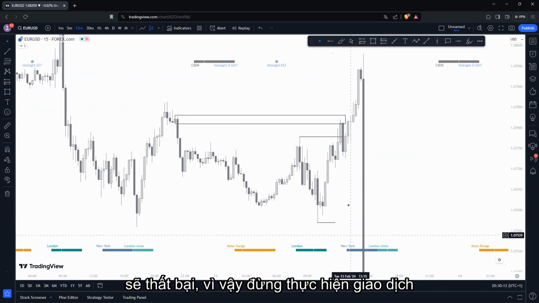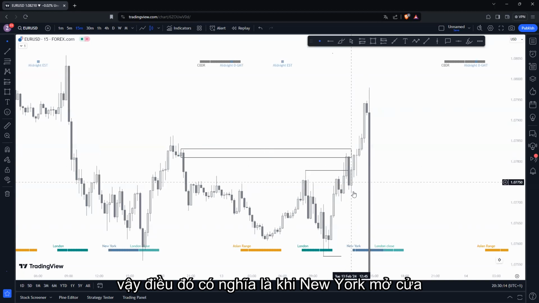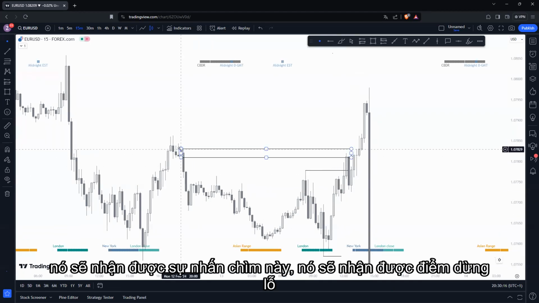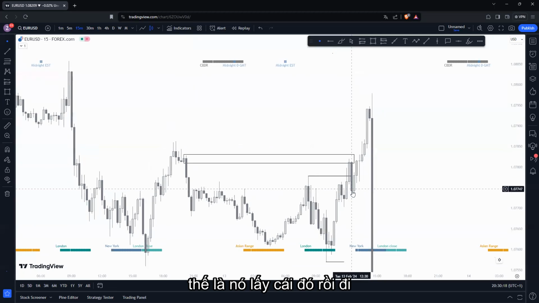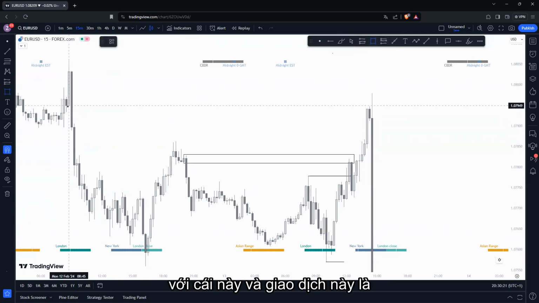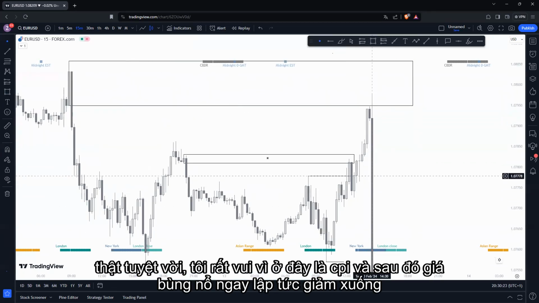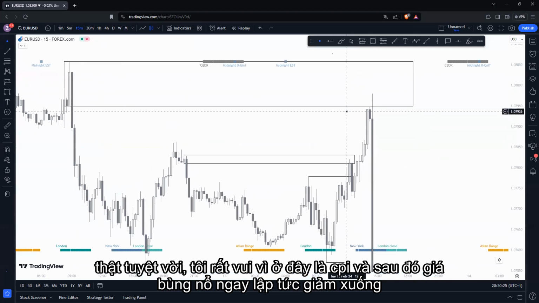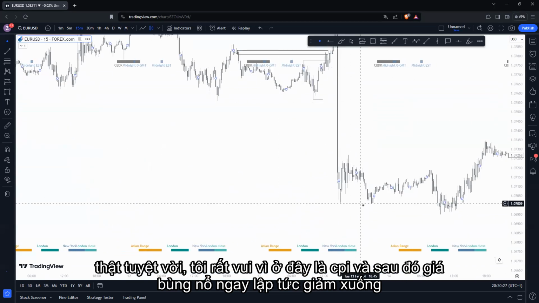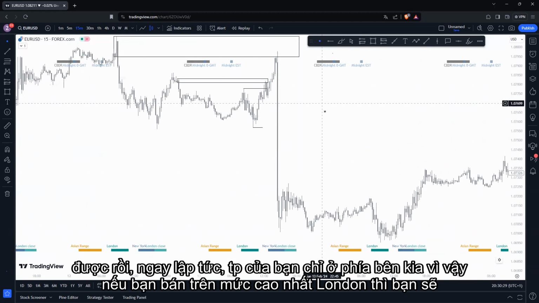So do not take trades outside the kill zone. That means that when New York opens, it's going to take this engulf. It's going to take the stop loss. So it took that and then went to this one. And this trade was freaking amazing. I was so happy here. It was CPI. And then price just boom, instantly went down.